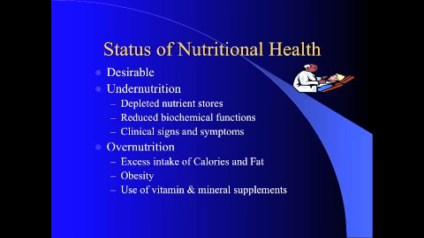Although one's nutritional status is only one influence of your food choices, we can look at someone's nutritional health as desirable, undernutrition, or overnutrition. The condition of undernutrition may lead to depleted nutrient stores and reduced biochemical functioning that become measurable by clinical signs and symptoms. The condition of overnutrition may be caused by excess calories and fat and lead to obesity. It may also involve excessive use of vitamins and minerals that leads to imbalances or toxicities, although excess energy is the most common condition in the United States, not undernutrition.